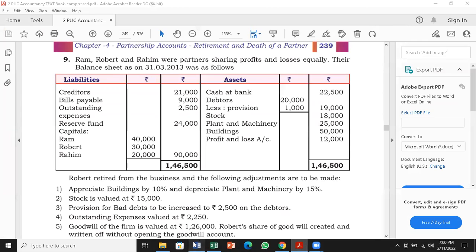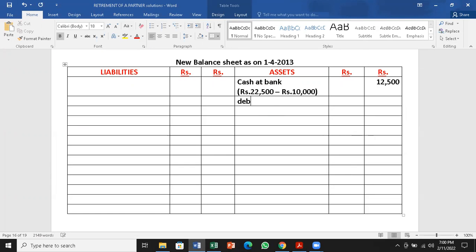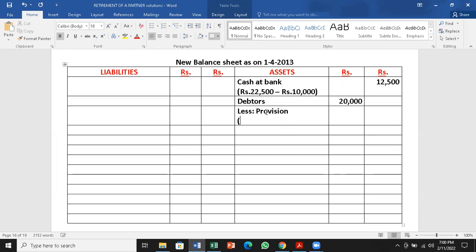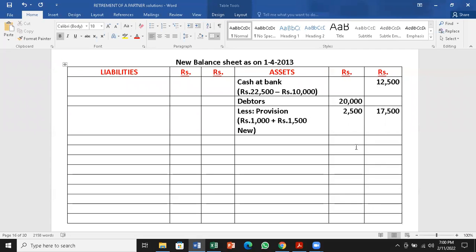Then debtors 20,000. So less provision 1,000 old one plus 1,500 new one. The total is 2,800. So you have to remember this. Very important.